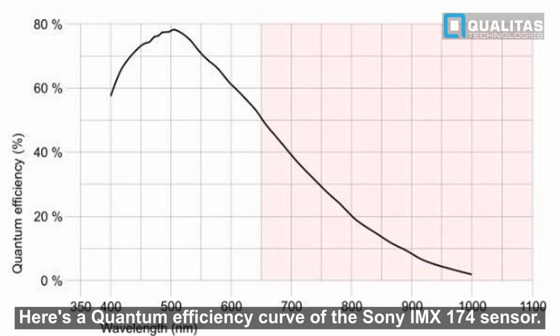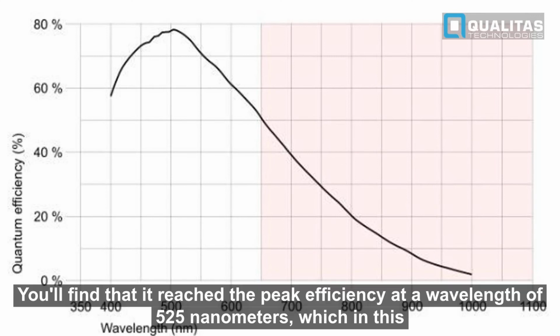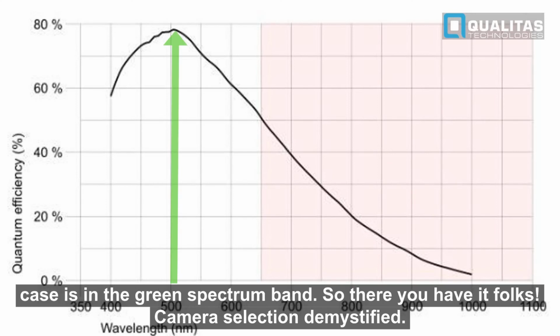As an example, here's a quantum efficiency curve of the Sony IMX174 sensor. You will find that it reaches a peak efficiency at a wavelength of 525 nanometers, which in this case is in the green spectrum band.